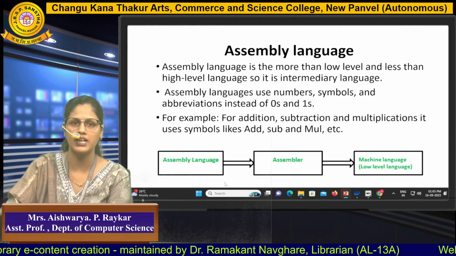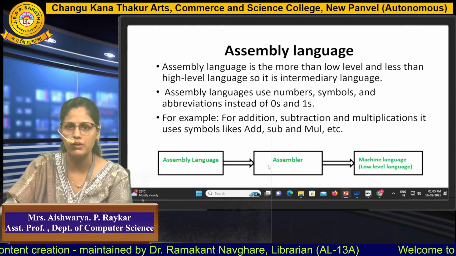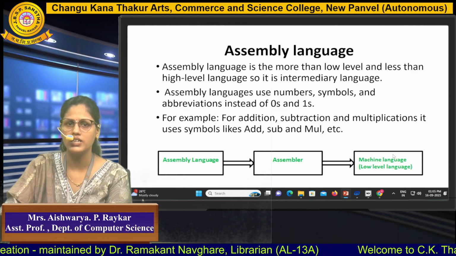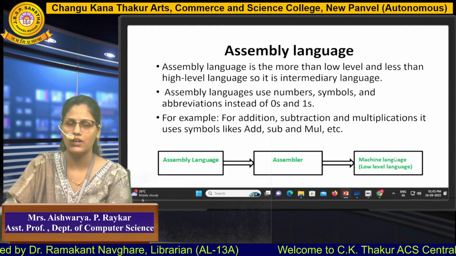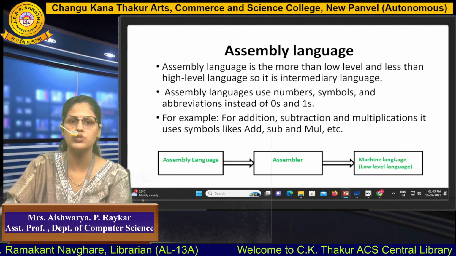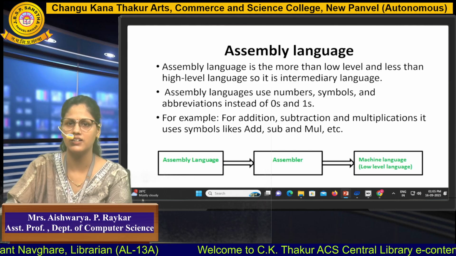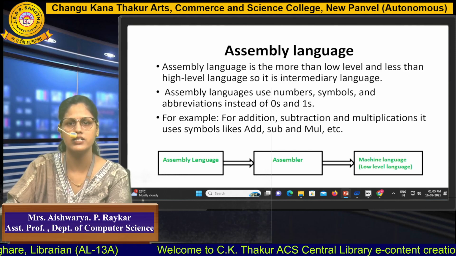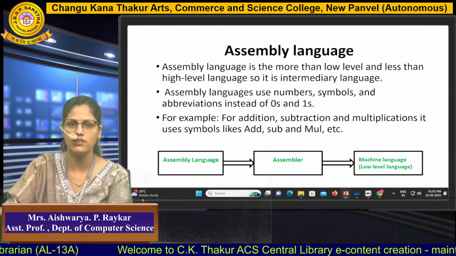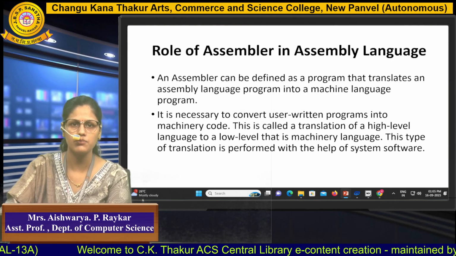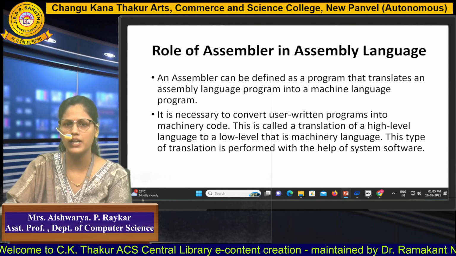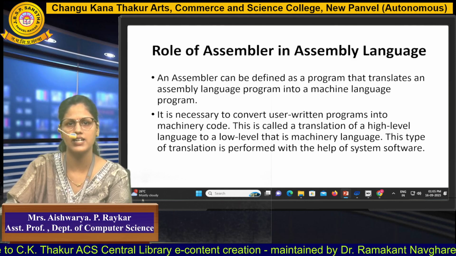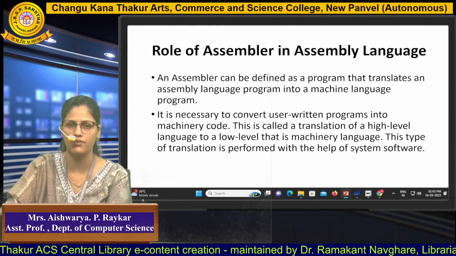Now here in this diagram we can see we need an assembler to convert the assembly language into machine language, because in assembly language we write the code which we understand, but the computer doesn't understand that language. That's why we need an assembler. So let's understand the role of assembler. So how will we define the assembler? Assembler can be defined as a program that translates an assembly language program into machine language program.